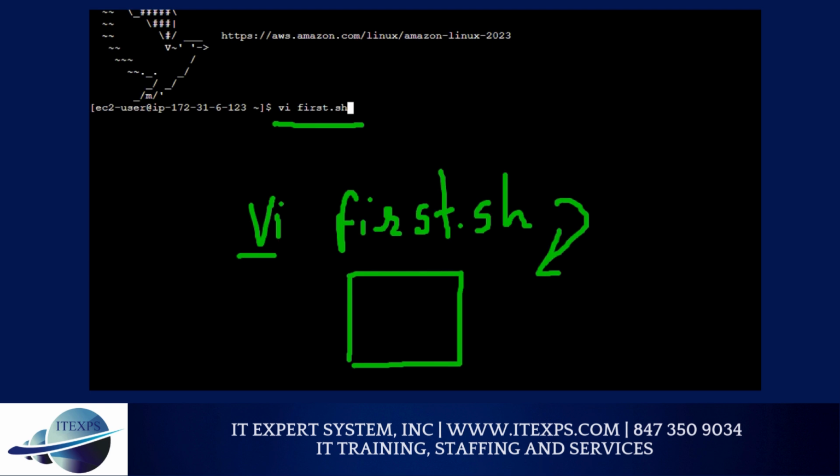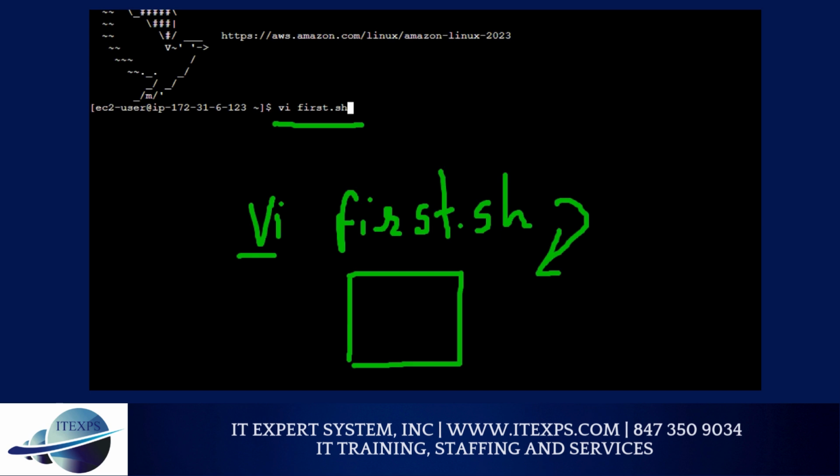So vi space first.sh. You see how many times I'm repeating? Please don't make too many mistakes, because we can train our brain the right way or the wrong way. So vi space first.sh. Now, what is first? The program name. I can do second, third, or I can write something like ftp.sh. I can give meaningful names as we go further.